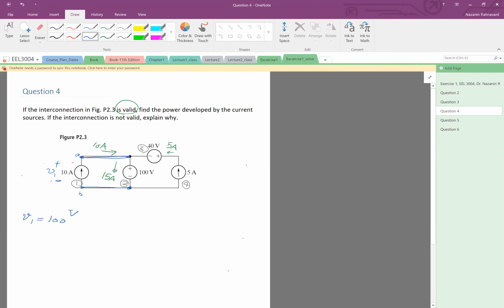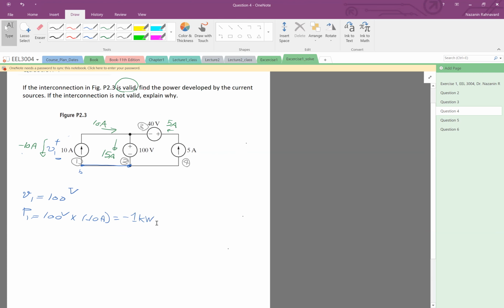How much is the I? 10 amp is going that way. So if I want to calculate power, I will remember that if 10 amp is going that way, then with the passive sign convention, it is negative 10 amp going the other way. So let's do the power right now. Power P1 is V1, which is 100 volts, times the current that is going this way, which is negative 1 kilowatt. Okay, so we're done with the first element.